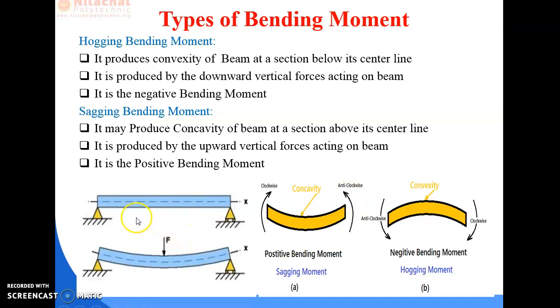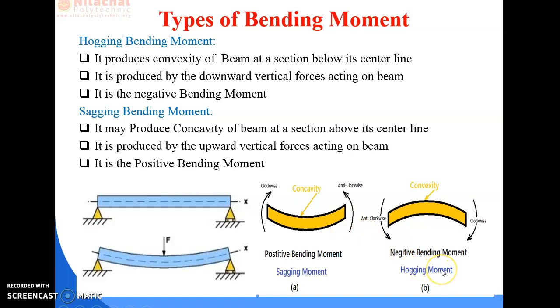But if there are some downward forces which are causing the bending of the beam in such a way that the convexity of the bend of the beam takes place below the center line, during that time the bending moment is known as hogging bending moment, also known as negative bending moment. Hence, in case of sagging bending moment, upward forces are applied.